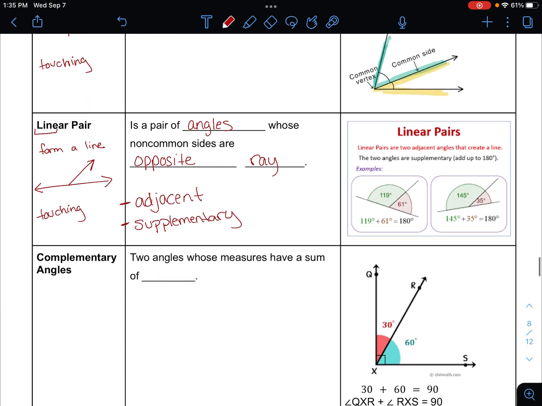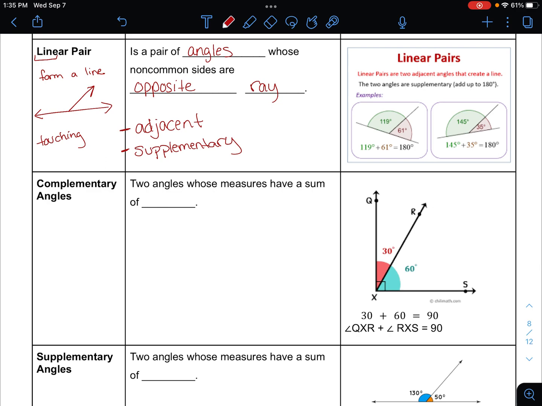Okay. Our next word is complementary. These do not have to touch. Okay, and these are two angles whose measures have a sum of 90 degrees. Okay, now sum, remember, means adding. Okay, so they are going to add to equal 90.